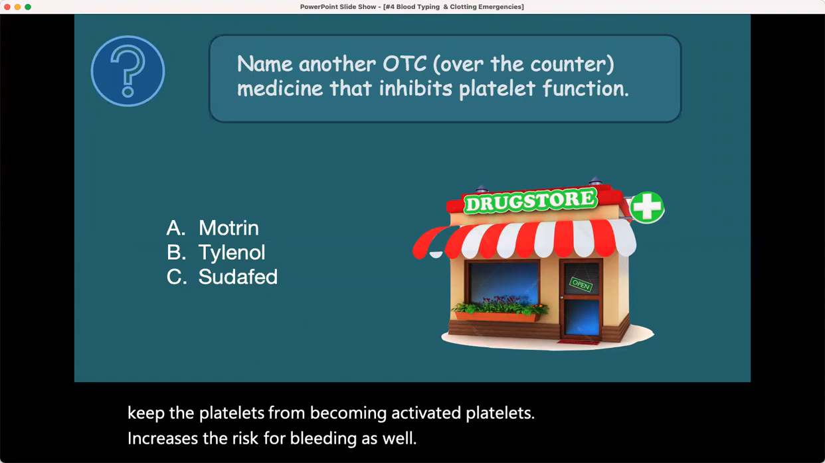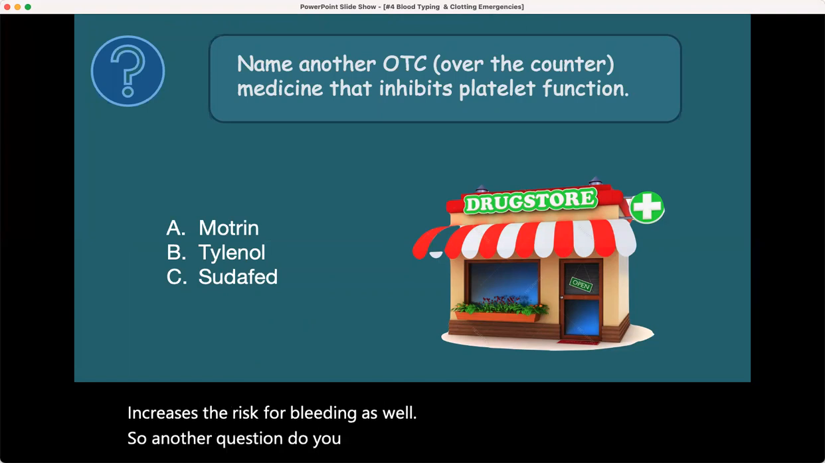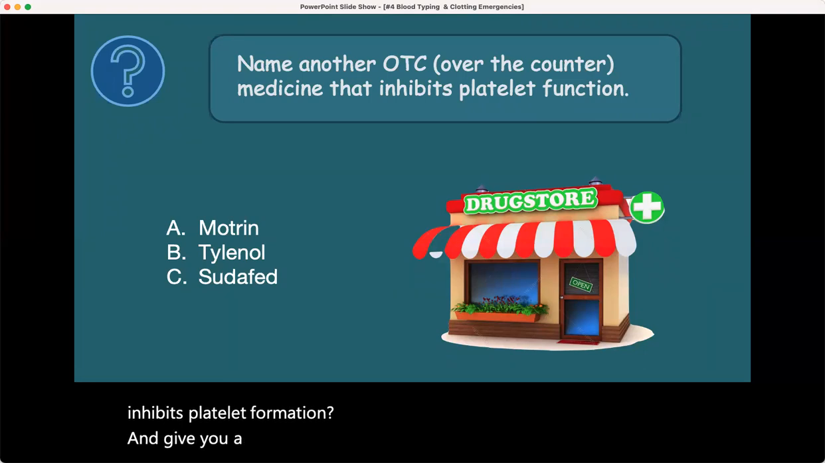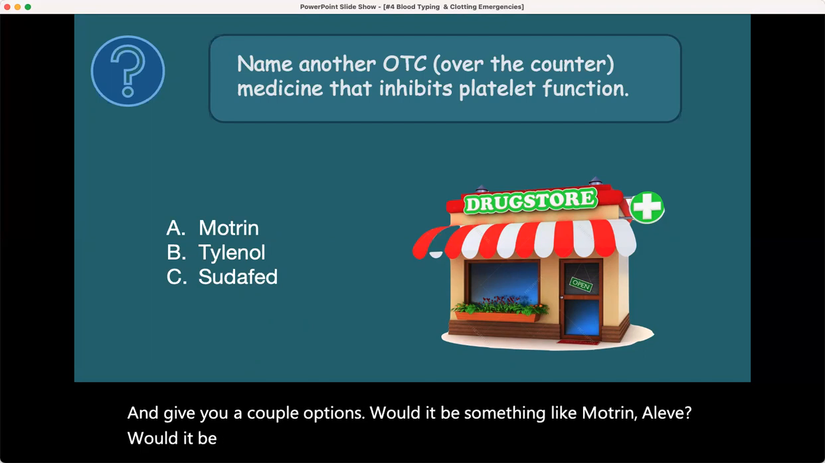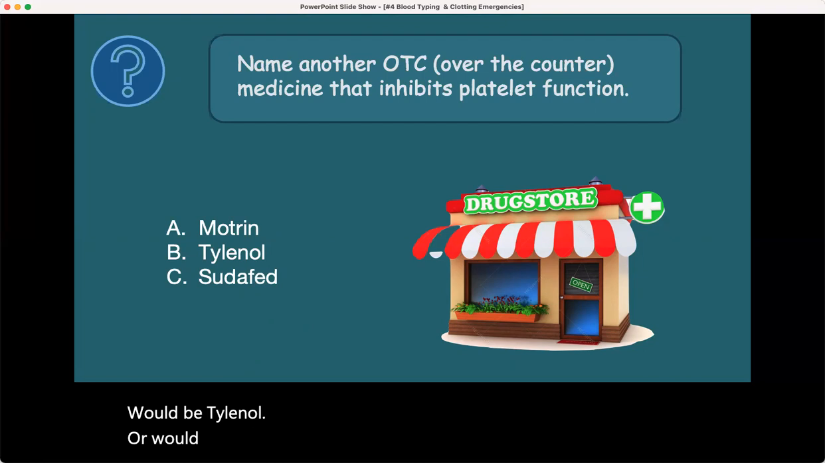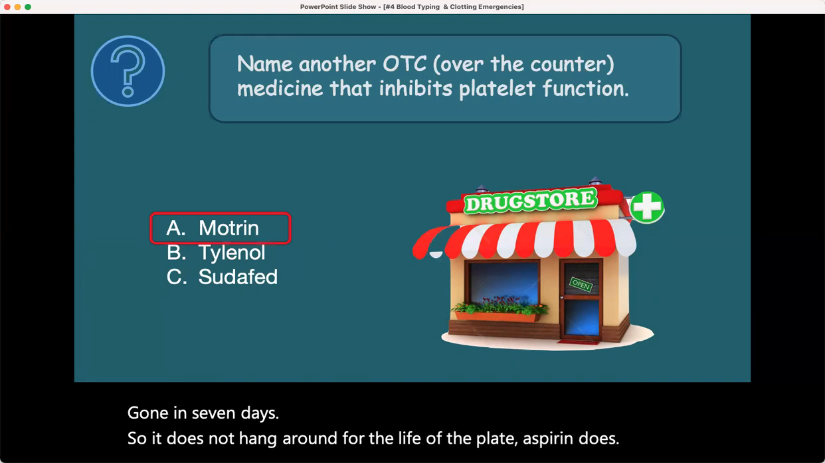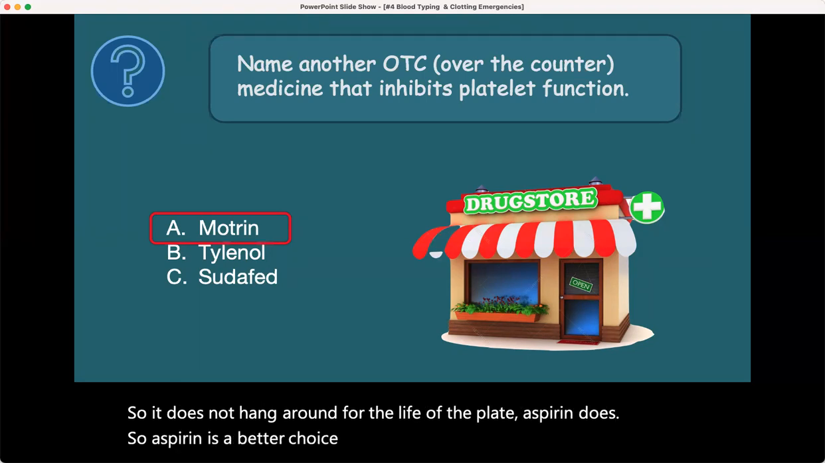So another question: do you know another over-the-counter medication that inhibits platelet function? Let me give you a couple options. Would it be something like Motrin, Aleve? Would it be Tylenol? Or would it be something like Sudafed? The answer is going to be Motrin. The difference with Motrin is it's gone in 7 days. So it does not hang around for the life of the platelet like aspirin does. So aspirin is a better choice for someone with coronary artery disease.